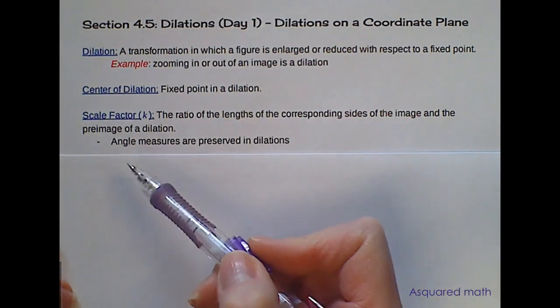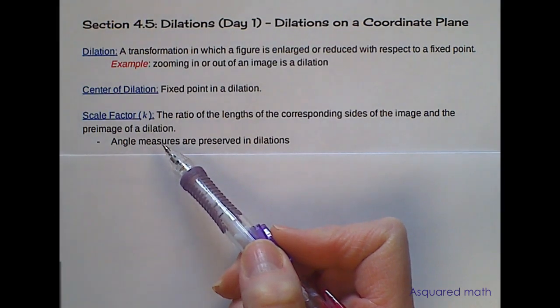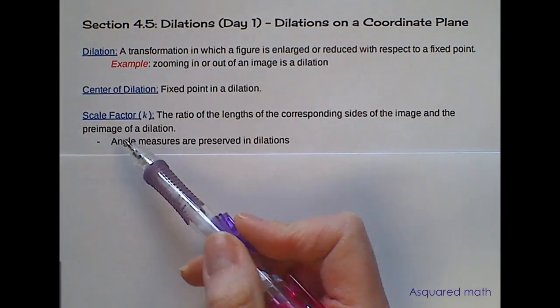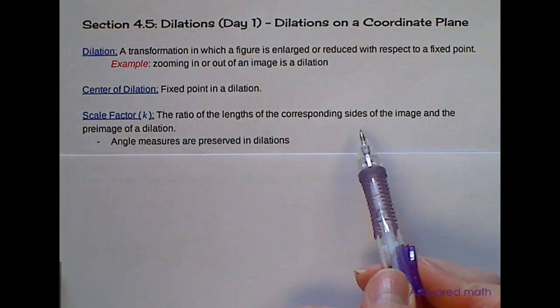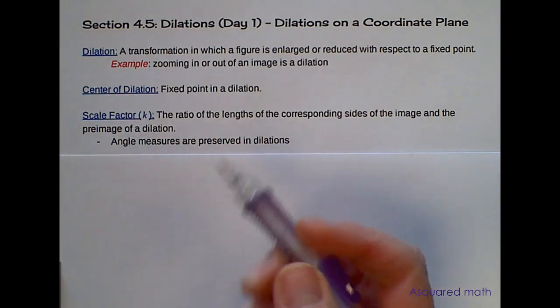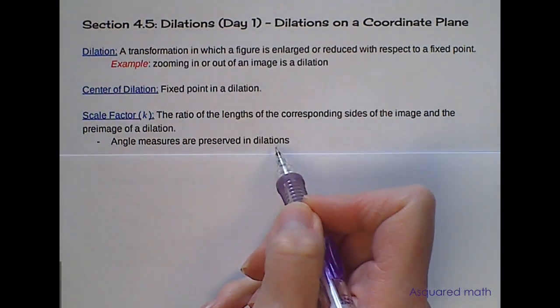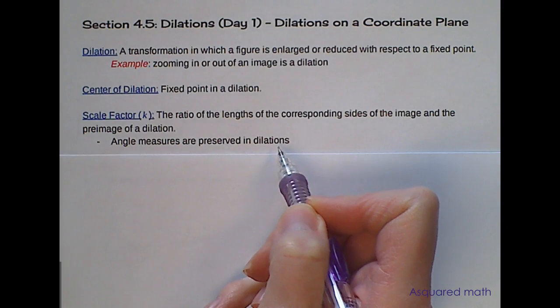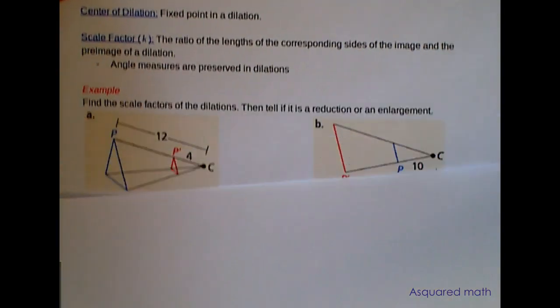And then scale factor is how big or small we are going from the original image to the final image, or from the pre-image to the final image. The actual definition for that is the ratio of the lengths of the corresponding sides of the image and the pre-image of a dilation. Within a dilation, the angle measures are preserved, so the side lengths will change, but the angles remain the same. Let's do some examples here.